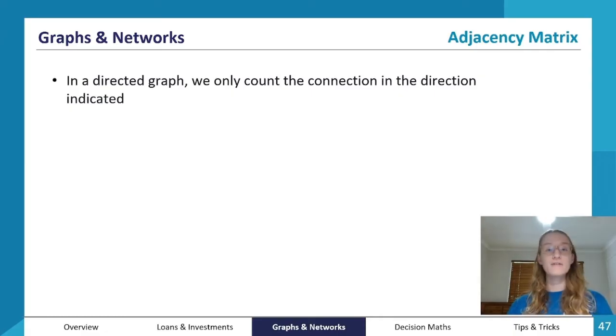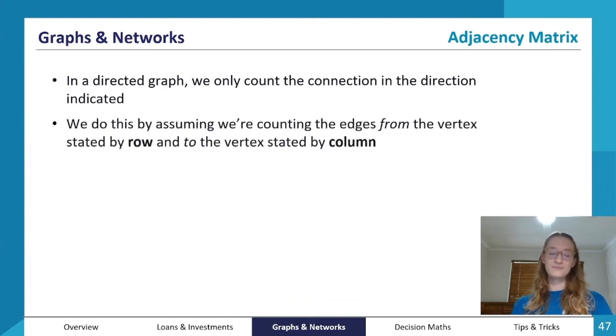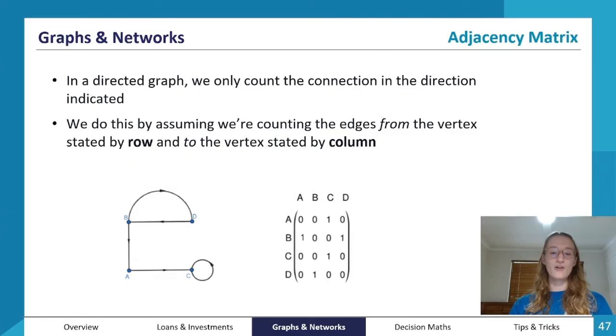So in a directed graph, we can actually also have an adjacency matrix for a directed graph, but it will look a bit different and it likely won't be symmetrical down the leading diagonal, because in a regular graph, the connections go both ways, but in a digraph, our connections are only one way. So they're not two-way streets, they're only one-way streets. So we only count the connection in the direction indicated. And we do this by assuming that we're counting the edge from the vertex stated by the row and to the vertex stated by the column.